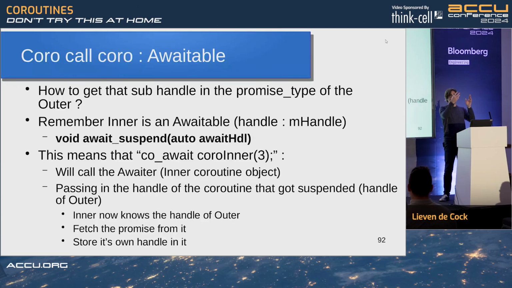So suddenly the inner coroutine knows the handle of the outer coroutine. Oh, great. Handle of outer coroutine, can I get your promise? Yes, sure, here it is. Your member msub, hey, that's me. So the inner coroutine gets to know the handle of the outer coroutine and then decides, I am going to store my handle in you. So we were able to get it in.